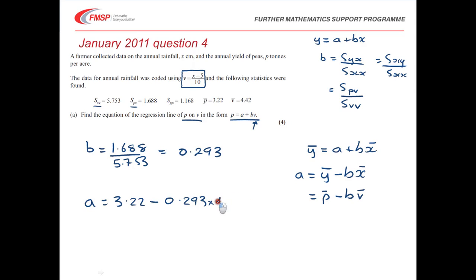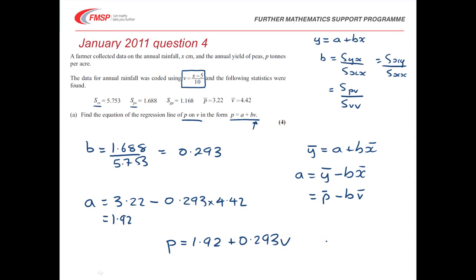Times v bar, which is 4.42, and upon calculation of that, that's going to give you 1.92, and there's going to be more decimals. So now to write the equation of the line, it's going to be p is equal to a plus b v. Okay, so that's going to be plus 0.293 v.